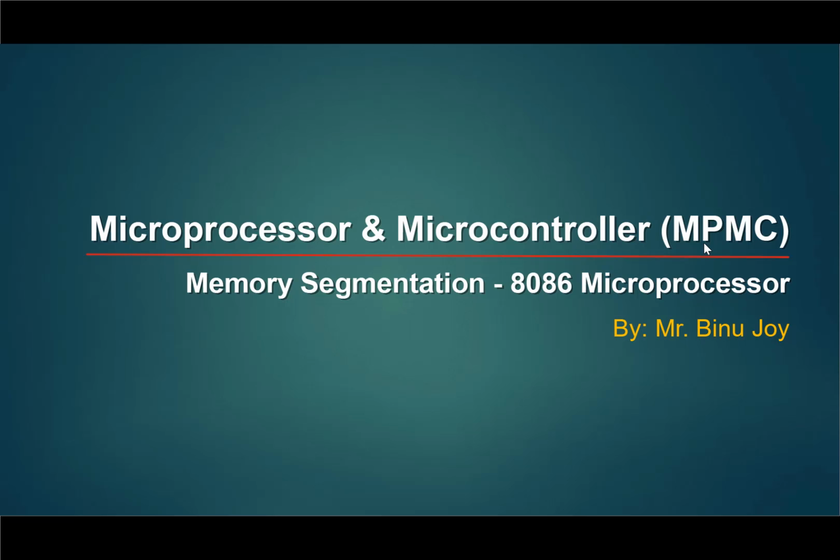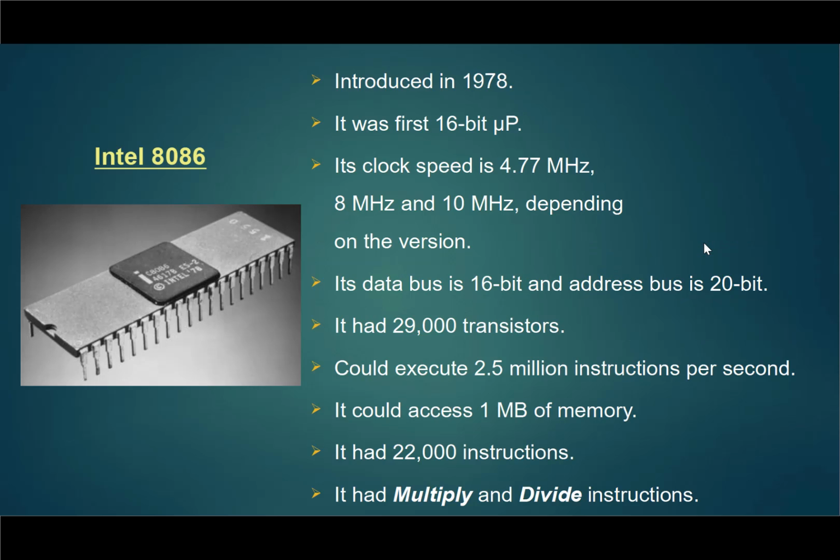Hello and welcome to the topic of memory segmentation in 8086 microprocessor. These are the features of 8086 microprocessor. The important thing to note is that the data bus has a size of 16-bit, the address bus has a size of 20-bit. So 16 bits of data can be transferred in parallel between the memory and the microprocessor, and to access that memory you will require 20-bit address lines, and that we'll be discussing in this video.